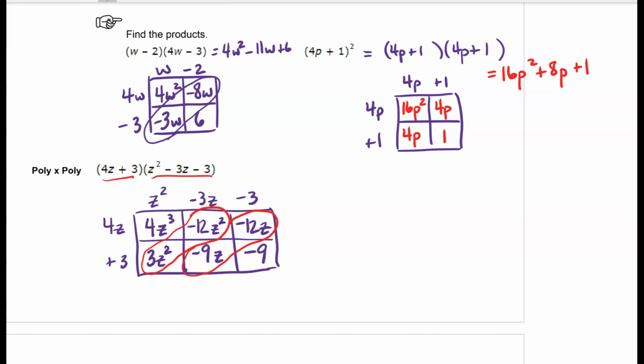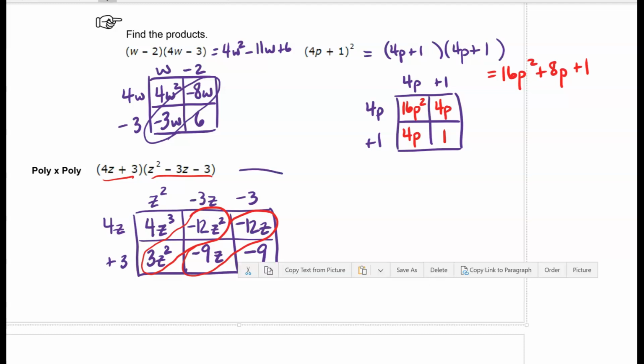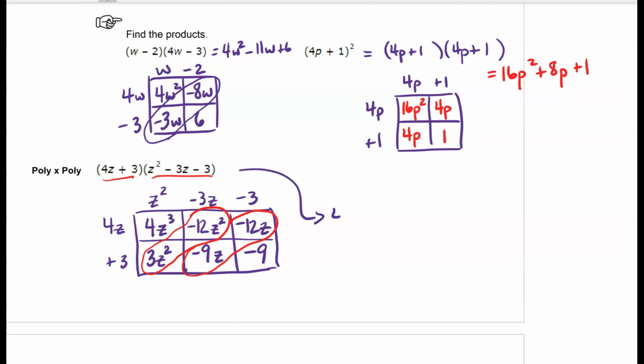So when we write our final answer, we're going to have 4z to the third power, which has no like terms. Negative 12z squared plus 3z squared is negative 9z squared. And negative 12z plus negative 9z is negative 21z. And then our constant, negative 9. Remember, when you're adding, the exponents do not change. When we were multiplying, we changed the exponents.